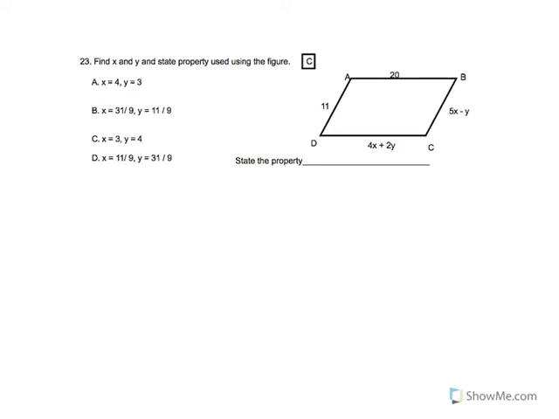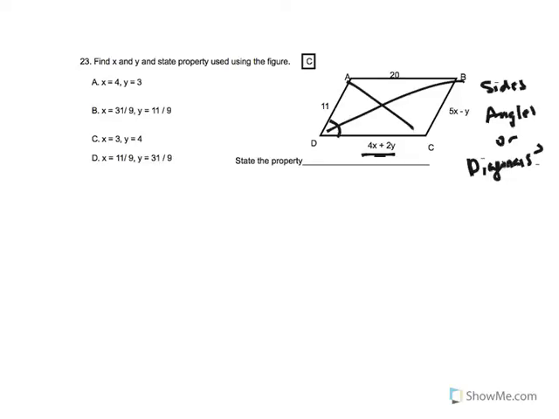Let's do one more. So we want to find x and y and state the property used using the figure. So let's look at the figure. What property are they talking about? Sides, angles, or diagonals? Well, since the numbers are outside of the figure, they're not here and they're not here, I know that we must be talking about sides. So let's look at our side theorems.